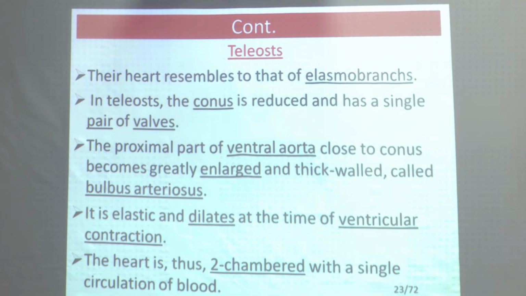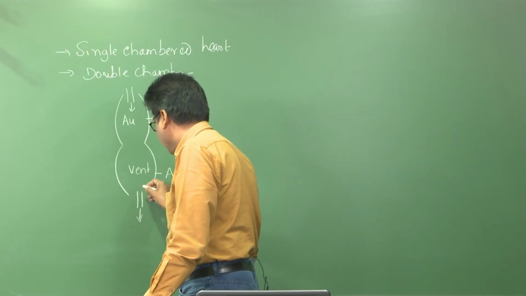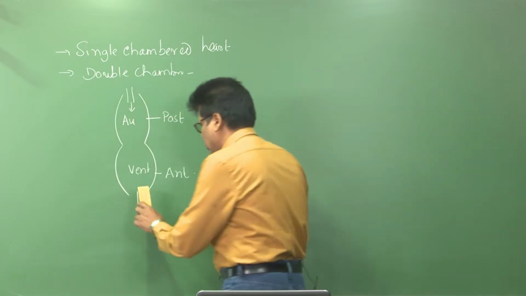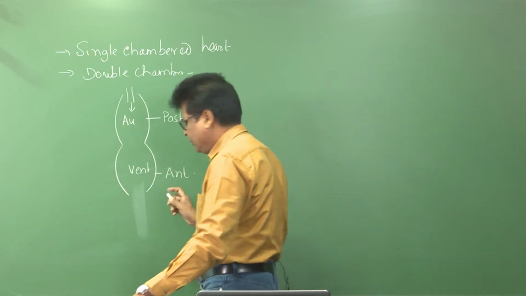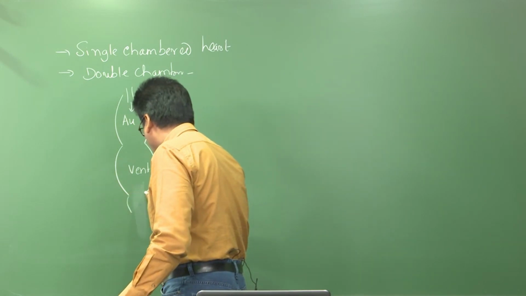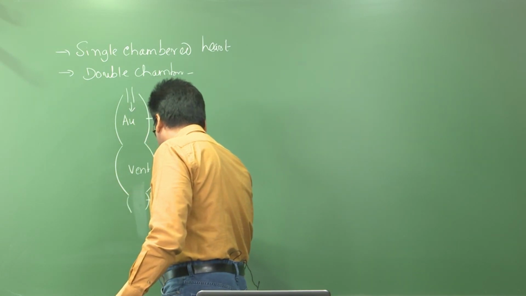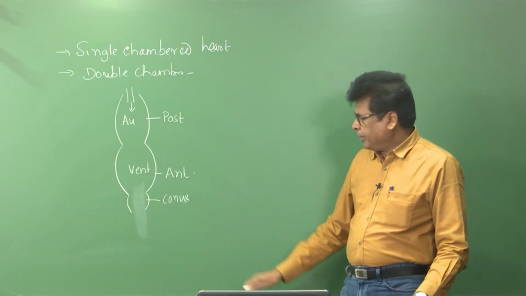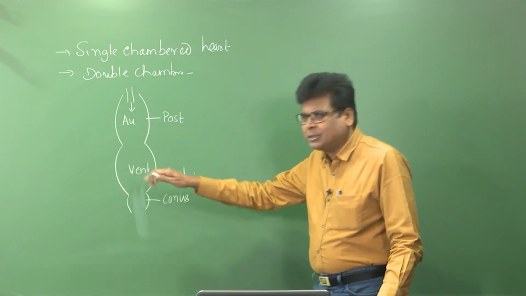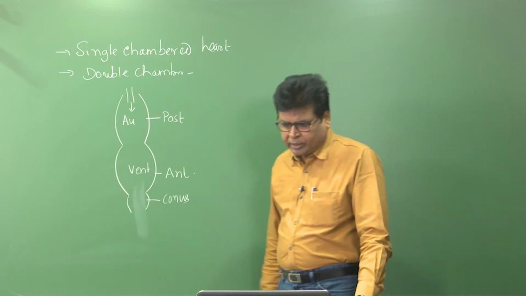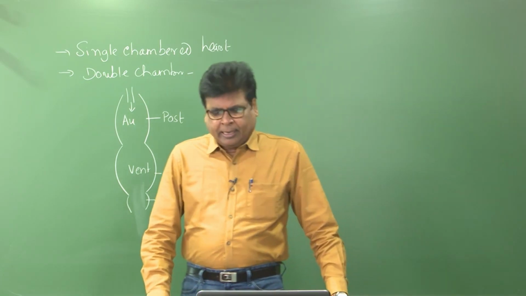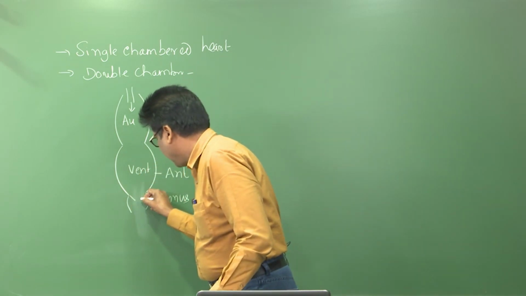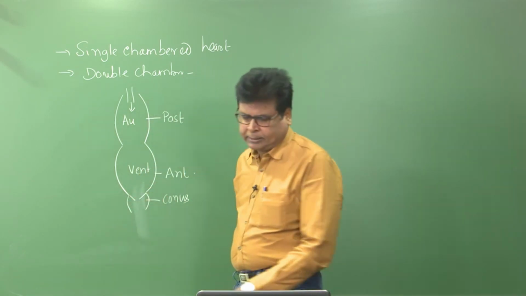You see, this is the ventricle, and the ventricle opens to another bulbous, ball-like structure, and this structure is known as the conus. This is the conus, also known as the conus arteriosus. But in fishes this conus is reduced and has a single pair of valves. So here a pair of valves is there, and this is a reduced one.